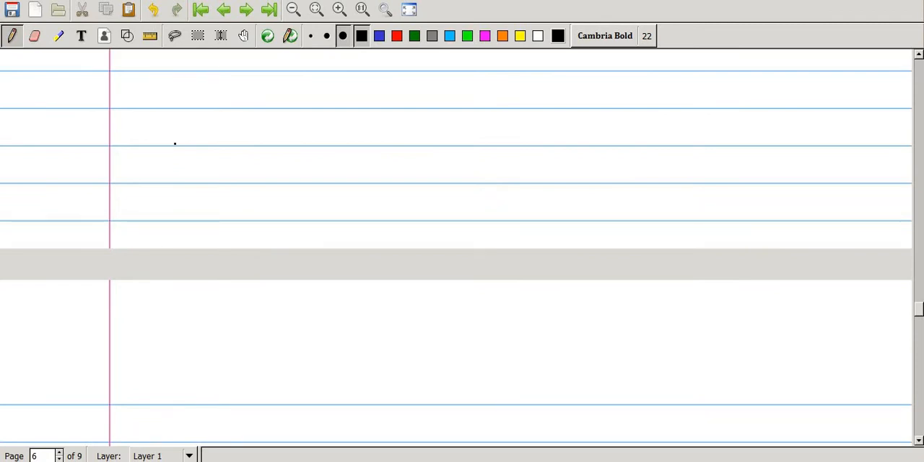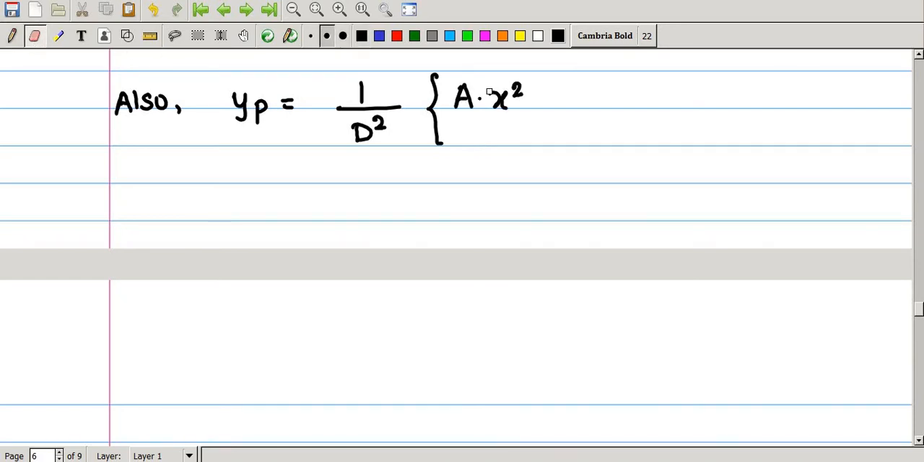Now we find the particular integral. Here the particular integral is, we operate 1 upon D square on a times x square. Sorry, in terms of z it will be a into e raised to 2z plus b into z e raised to 2z.